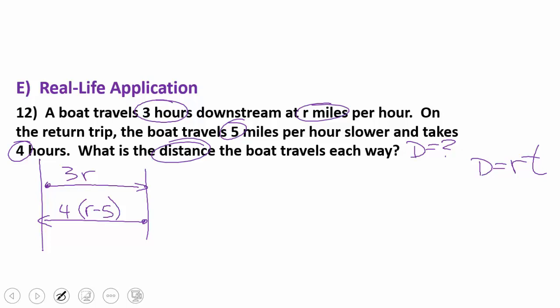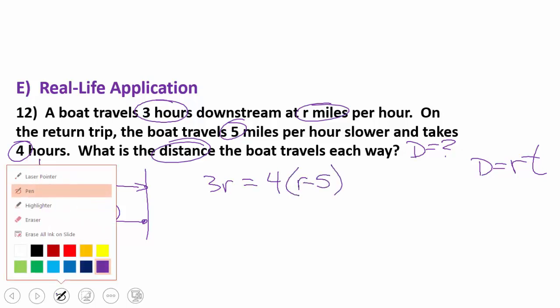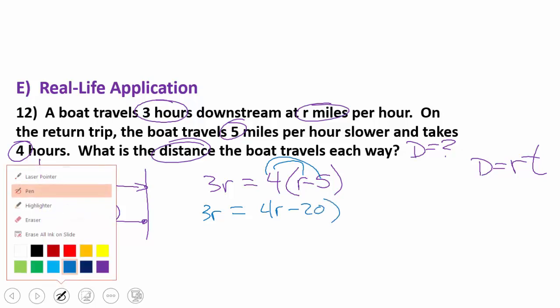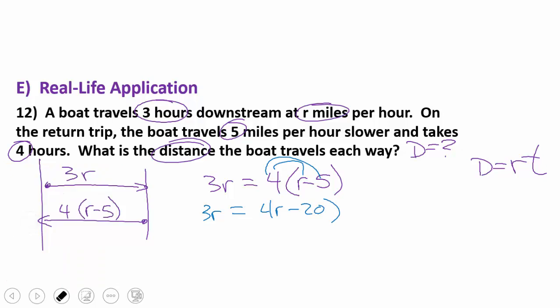So we can write this equation with a variable on both sides. 3r is equal to 4 times r minus 5. Wow, now we can solve. 3r is equal to, using the distributive property, 4r. 4 times 5 is negative 20. So now we have this equation with the variable on both sides that we can still solve. And I'm going to subtract this 4r.